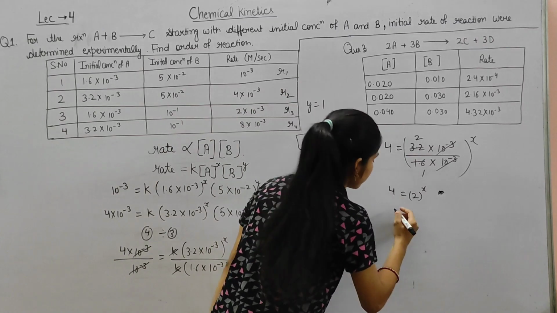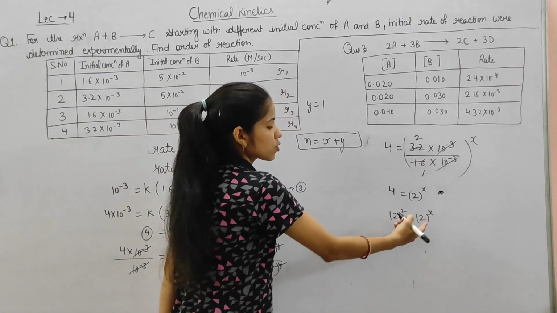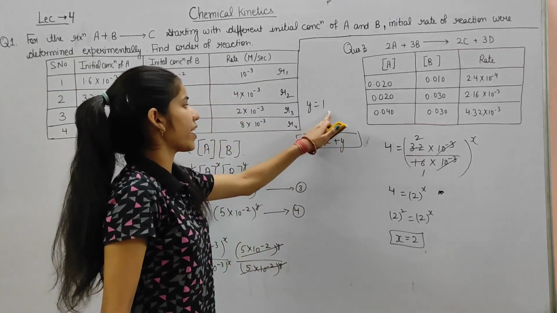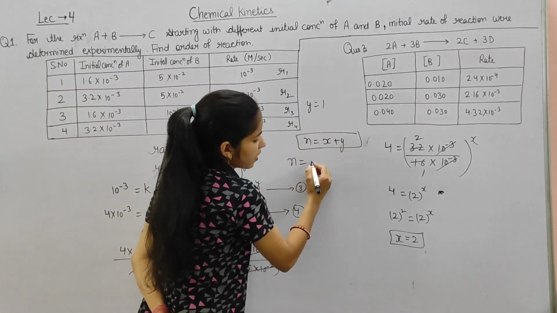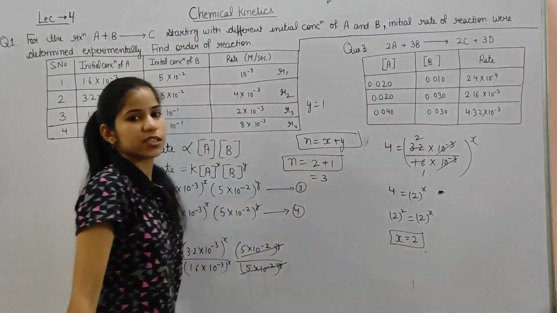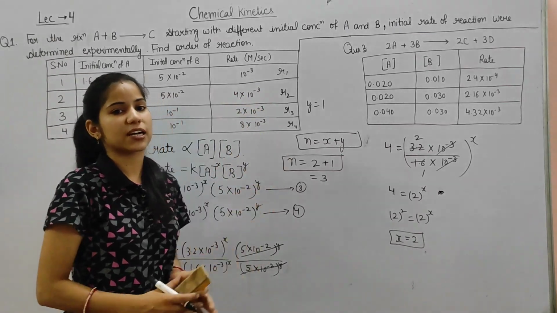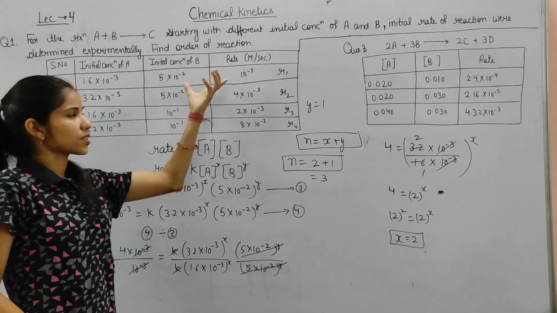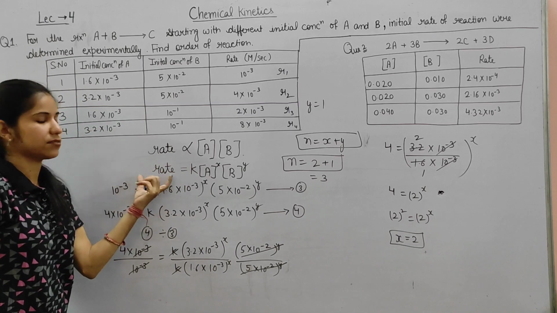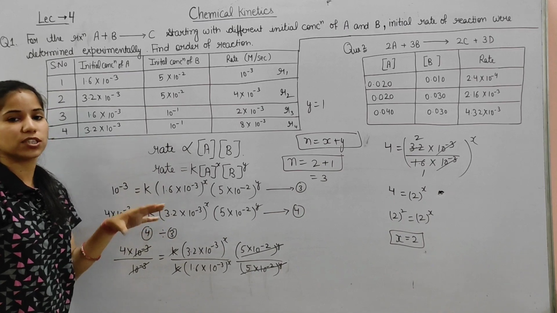We can write 4 as 2 raised to the power 2, equals 2 raised to the power x. Now the base is the same, so we have to compare their powers. So x will be 2. x is 2 and y is 1. So the order is 2 plus 1, which is 3. This is a third order reaction. Clear? From this experimental data we have to calculate the order of a reaction like this. Simply we have to write the rate equation and put these values in it.